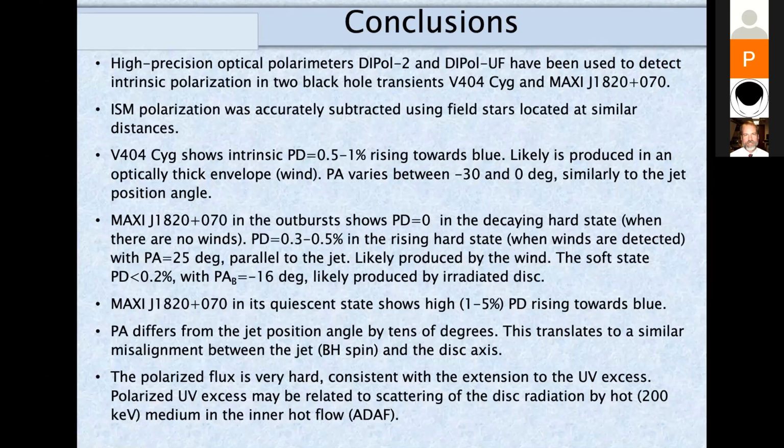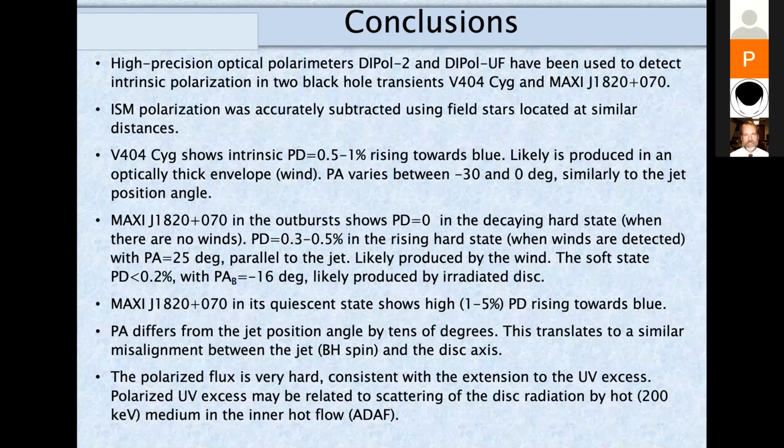But in the soft state, the polarization angle is very different, because the B band radiation is probably produced in the disk. In the quiescent state, Maxi 1820 produces much higher polarization. The position angle is very different from what you see in the hot state, and very different from the jet position angle, which translates to a high misalignment between the jet, which means the black hole spin, and the disk axis. Which is very interesting in itself.